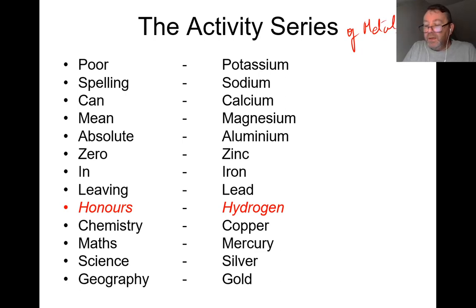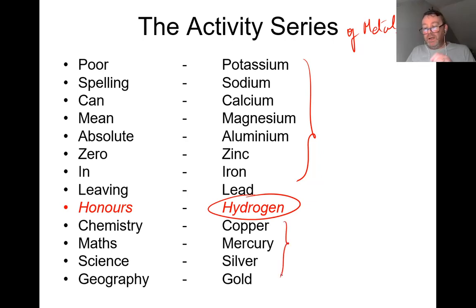I'll go through it again. Potassium, sodium, calcium, magnesium, aluminium, zinc, iron, lead. No problem. All metal. Hydrogen? Oh dear. Hydrogen is a gas. Underneath that, copper, mercury, silver, and gold. Why is hydrogen in there? Why is hydrogen part of the activity series?